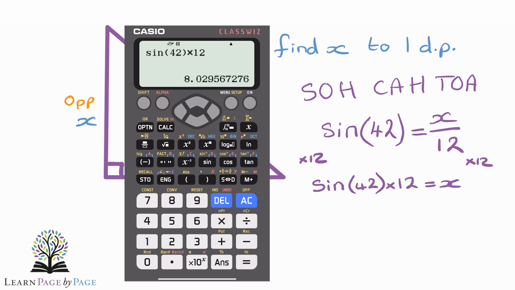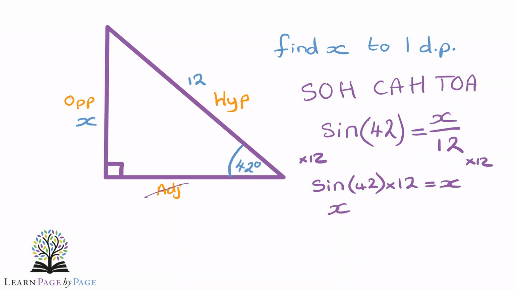And they want it to one decimal place. That's going to be 8.0. X equals 8.0. And then look at your triangle lastly. If you get into the habit of this, because sometimes you can press the wrong button on the calculator. And what have you got? Well, you've got 8.0 X. That means that side measures 8.0.